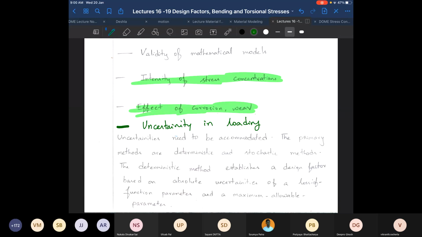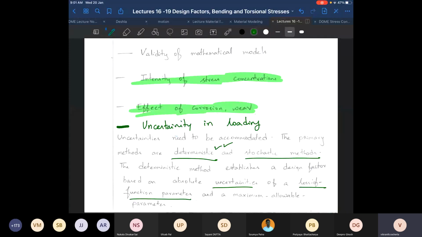So basically, to take care of all these uncertainties, we introduce this design factor. Now we can introduce the design factor based on deterministic methods and stochastic methods. But in this particular course, I will be only using the deterministic methods. So what we are going to do is we will try to establish a minimum design factor which should be considered in the application. Okay, based on the uncertainties in the loss of function parameter.